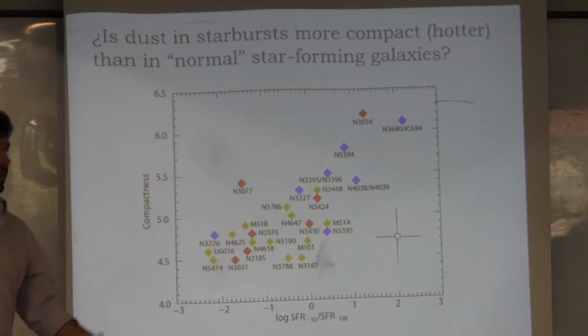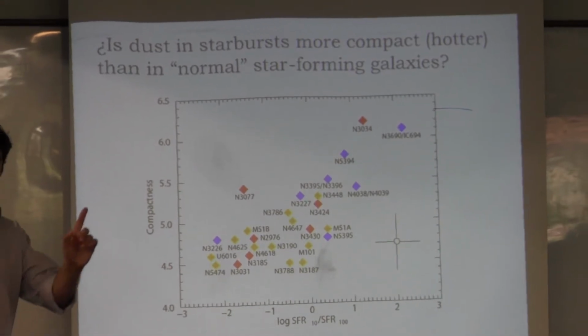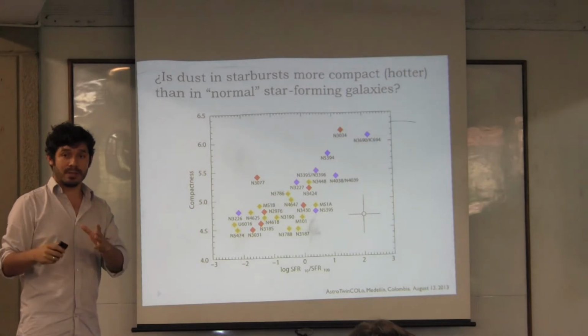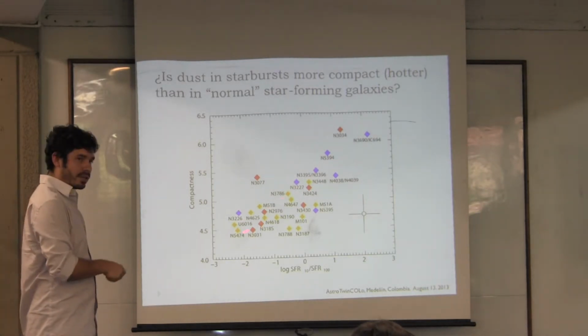Whereas these yellow points here are not very strongly interacting systems. So there seems to be a relation between the specific star formation rate in a galaxy, the compactness, which you have to remember has to do with the average properties of individual H2 regions in this galaxy, and the interaction stage of these systems.